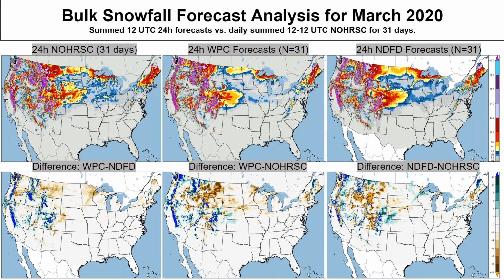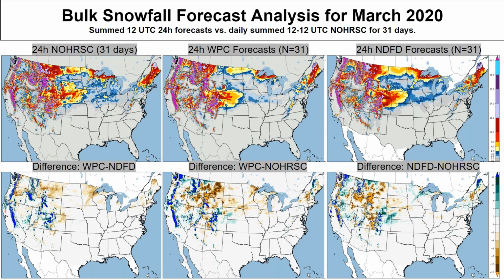Yeah, so here's March, and again, not much here other than the same characteristics that we saw. WPC tends to be a little bit lower, under forecasting events across the Central Plains and parts of the Western Great Lakes compared to NDFD.